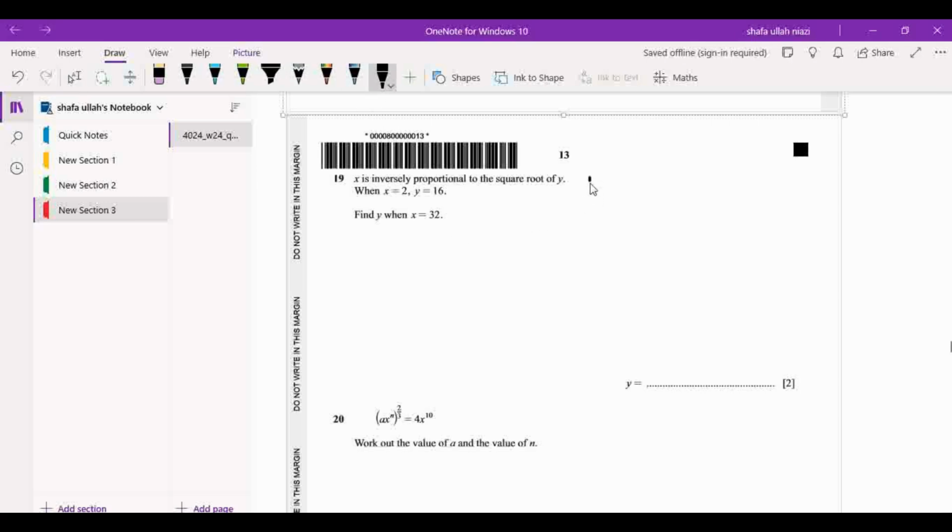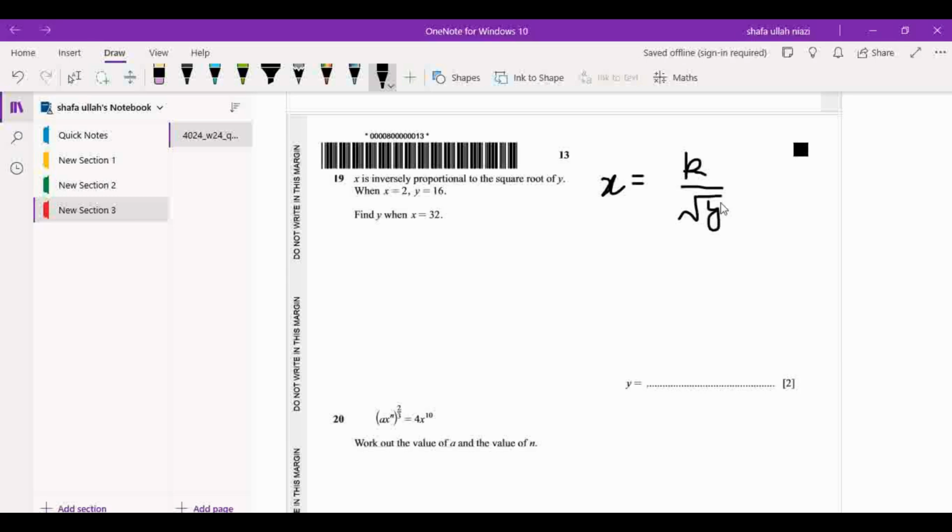So the equation here: x is inversely proportional to the square root of y, so we write x is equal to k over the square root of y, where k is the constant of proportionality. This is the equation.